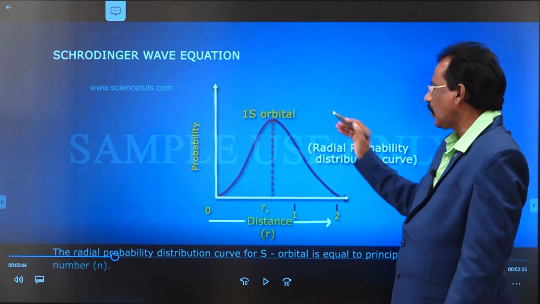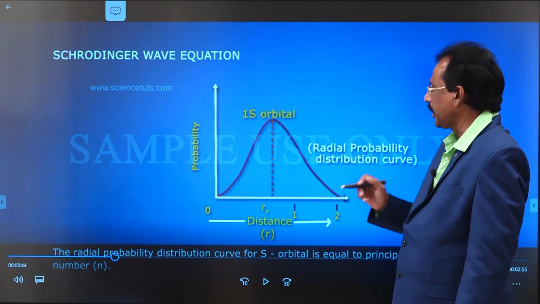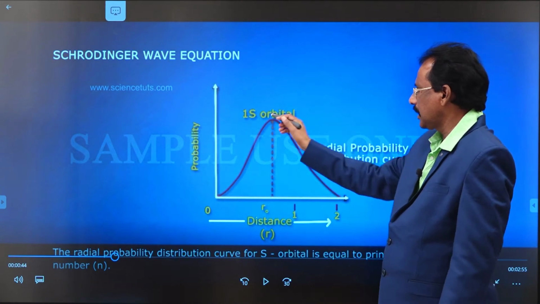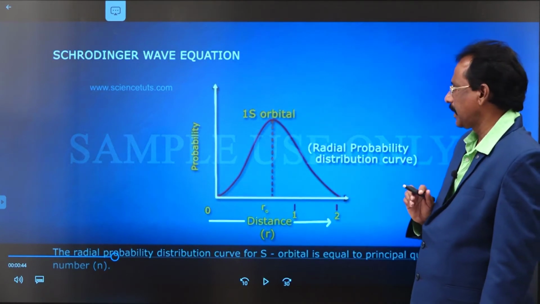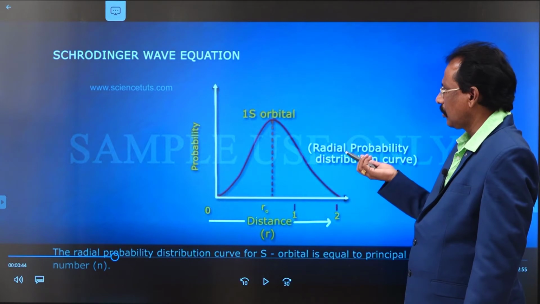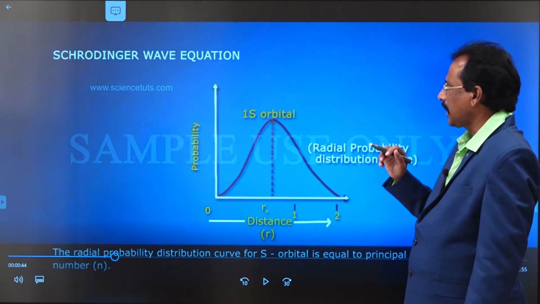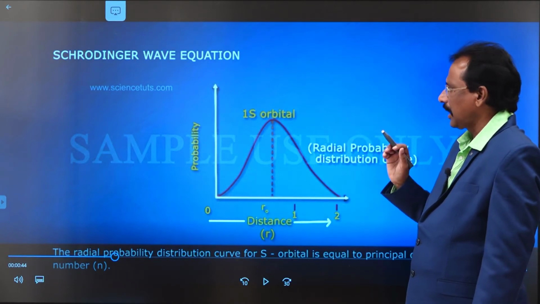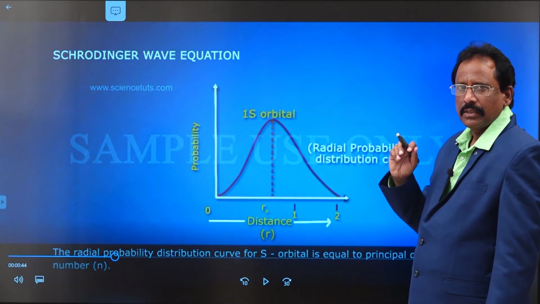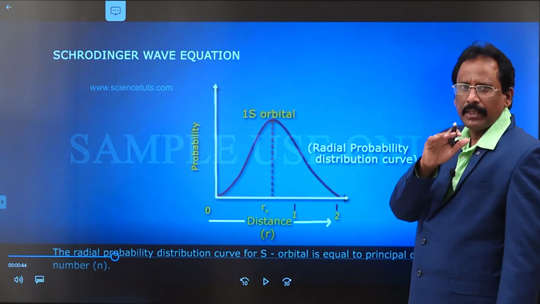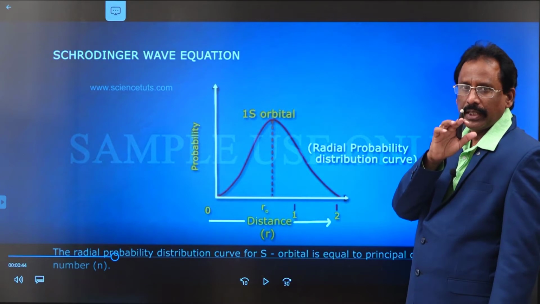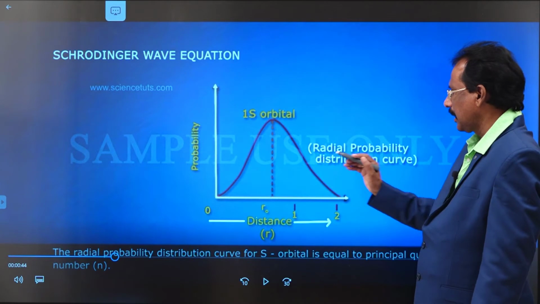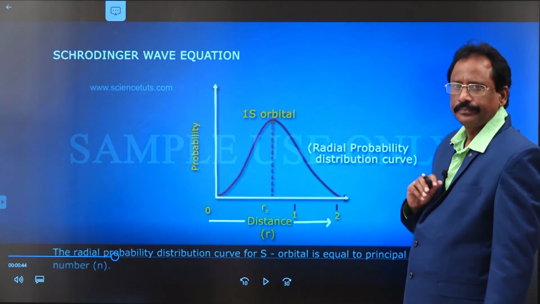See here, for 1s orbital, a very important point: this one indicates the principal quantum number, and this is the azimuthal quantum number. For s subshell, L is equal to 0. So for 1s orbital, the value of n is equal to 1. That is why for s orbital, the number of peaks is equal to the principal quantum number value, very, very important. So for 1s orbital there is one peak like this.